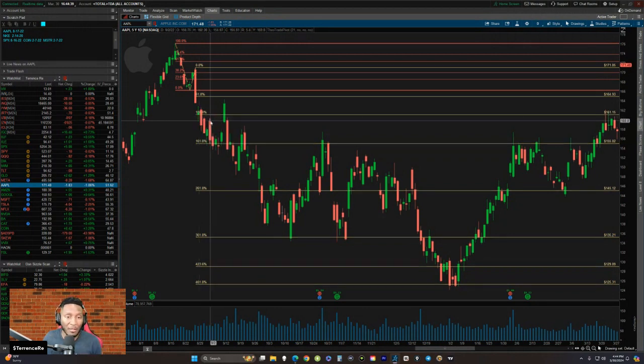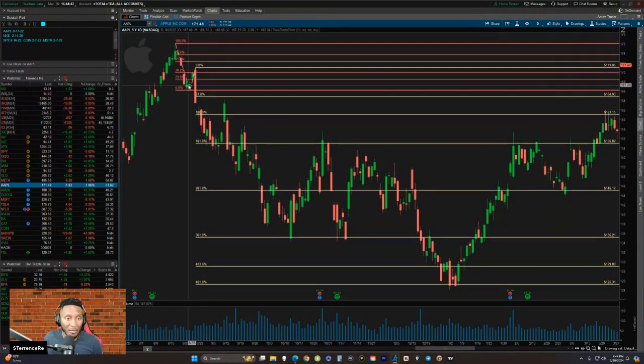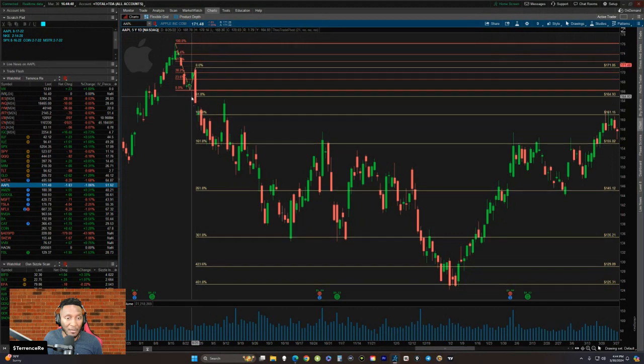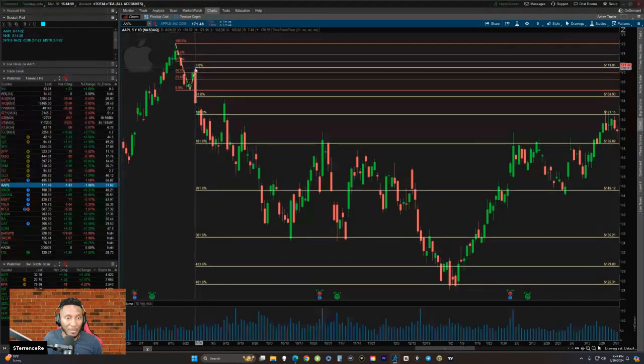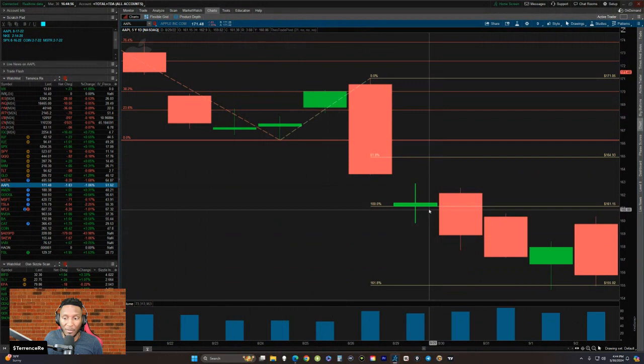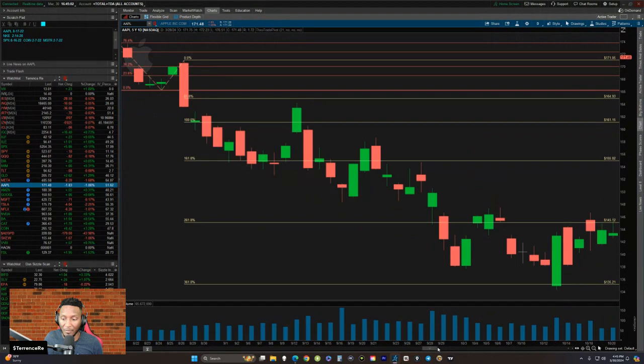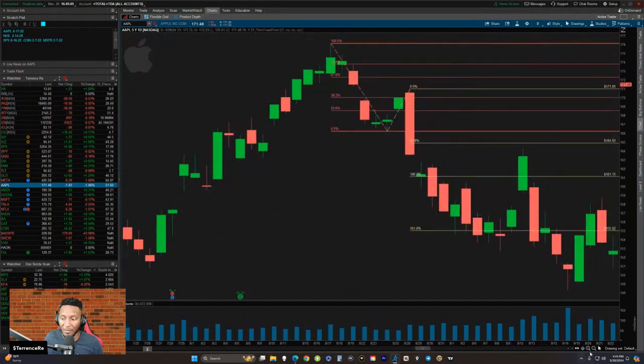Many call it harmonics, they call that AB, which this would be A, B equals C, D. And this is B to C. So you see it hit here and it even made a doji right there. Like you can tell that that was something. Like, hey, keep digging.